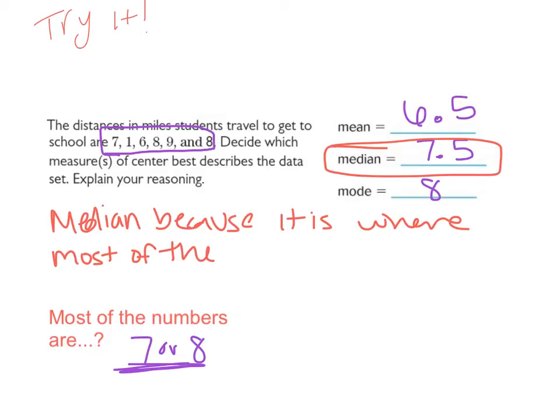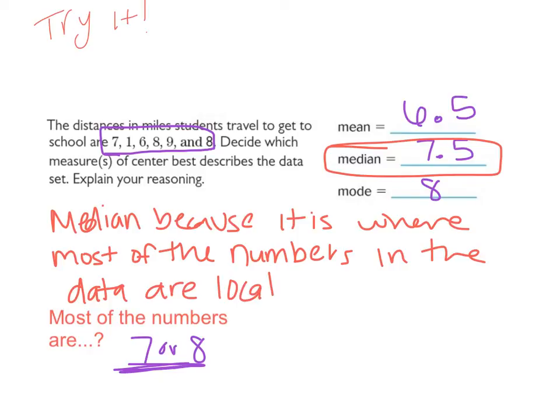Now you'll notice the mean was so much lower. The reason it was so much lower is because that 1 mile person pulled the whole thing down, because 1 is such a low number. The median is the best choice because it's where most of the numbers in the data are. And you don't have to write it exactly. That's just my own personal reasoning.